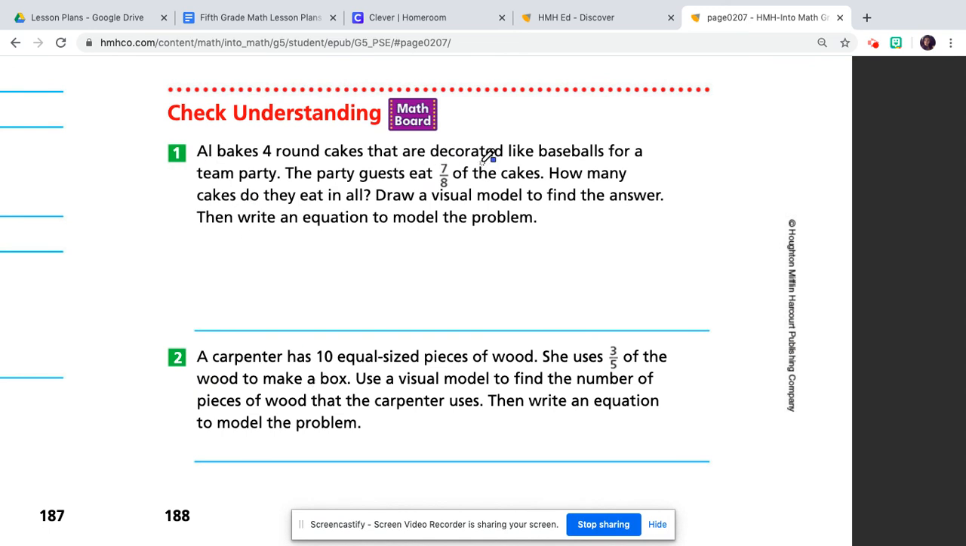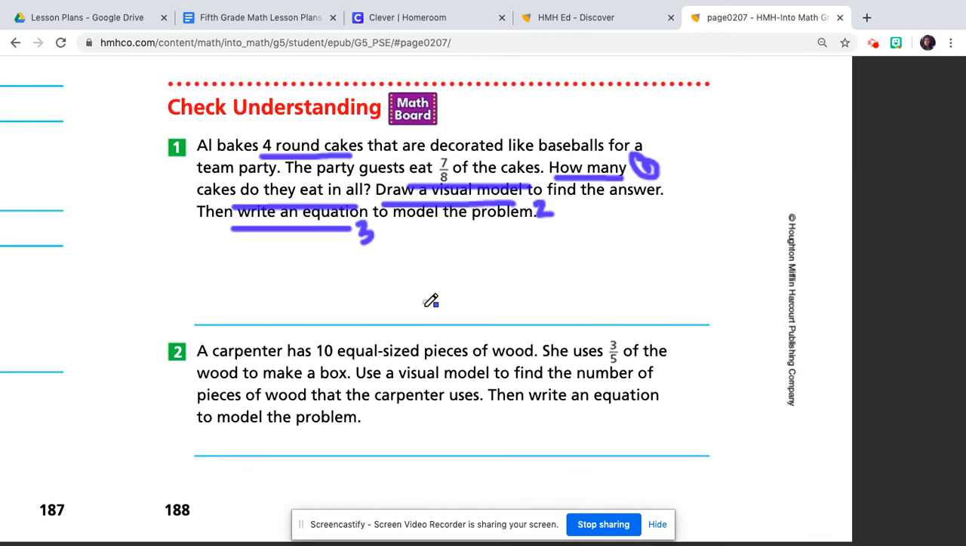Al bakes 4 round cakes that are decorated like baseballs for a team party. Okay, so that's important. 4 round cakes. The party guests eat 7/8 of the cakes. How many cakes do they eat in all? So that's a goal right there. Okay, that's one goal. Another goal is to draw a visual model to find the answer and then write the equation. So there are 3 different things that you have to do here. Okay, you have to answer the question, draw a visual model, and then write an equation.